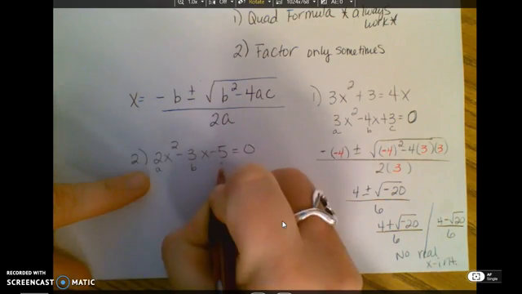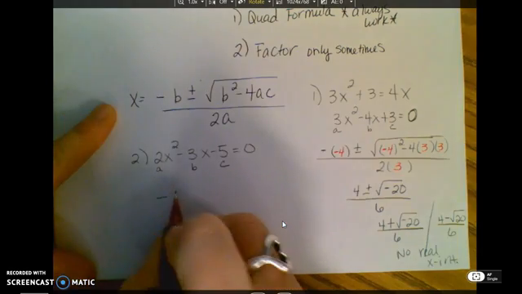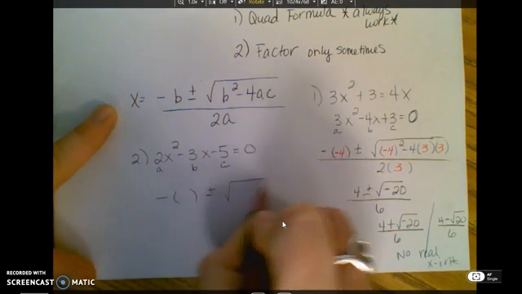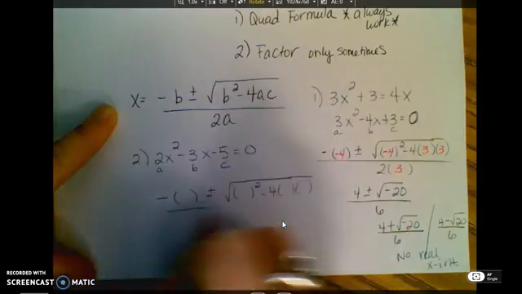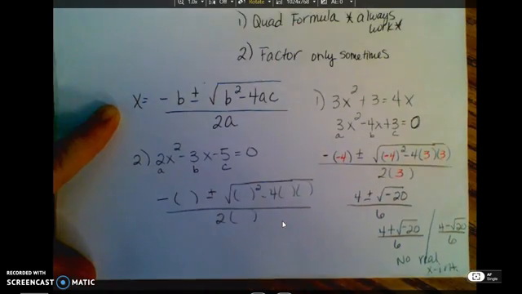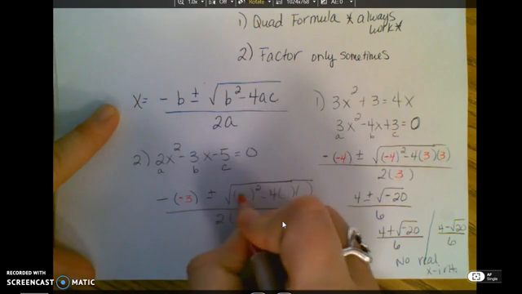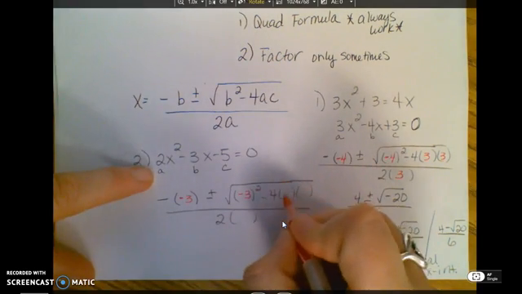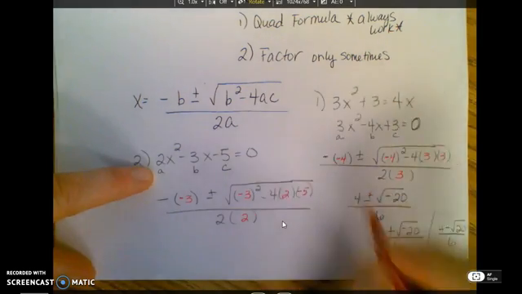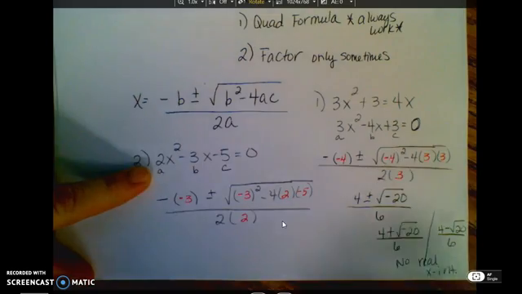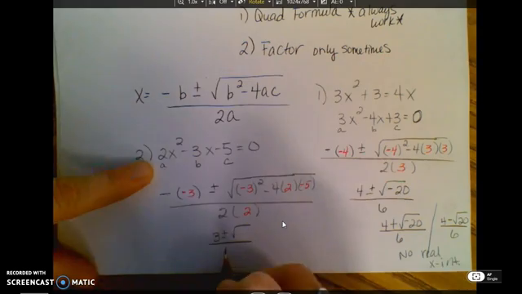A, B, C. When I set up my formula, the formula says negative b plus or minus the square root of b squared minus 4 times a times c all over 2a. When I plug my numbers in, b is a negative 3. A is 2. And c is a negative 5. Negative negative is a positive. 2 times 2 is 4.